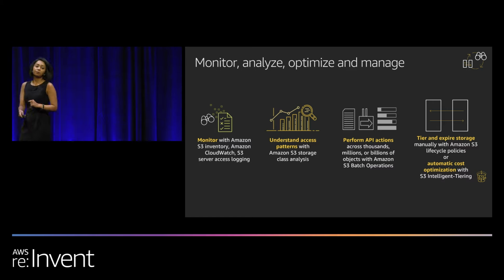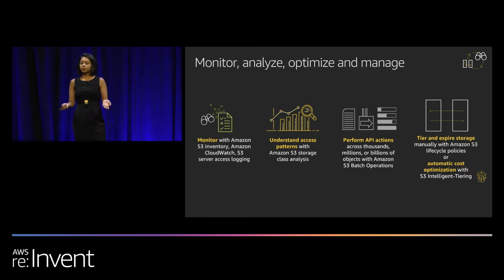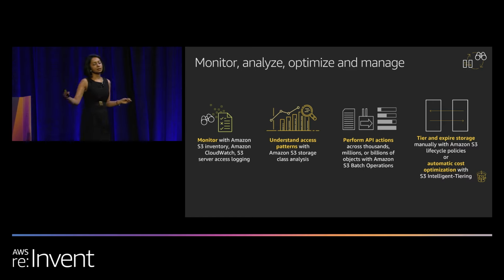Then we have something called batch operations, which is the third thing here. Batch operations lets you perform large-scale operations like copying data from one location to the other, from one storage class to the other, like adding tags. Let's say you just realized your data is not organized in the right way, and you're not able to set up lifecycle or replication policies on it. Using batch operations to add object tags to them and then set up these configurations will help you save costs.